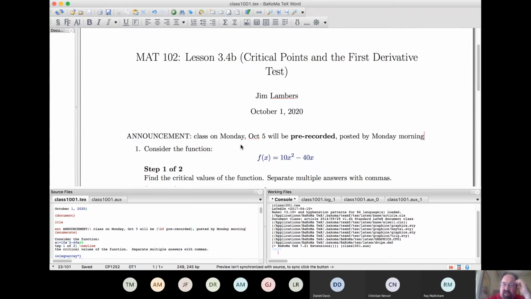Now, in the other part of this lesson, 3.4a, what we were doing was using the derivative to determine where a function was increasing or decreasing. So as x increases, does the y value increase or decrease? What we're going to see in this lesson is actually applying that. We're going to use whether a function is increasing or decreasing to determine if the function has a minimum or maximum value at a certain point.